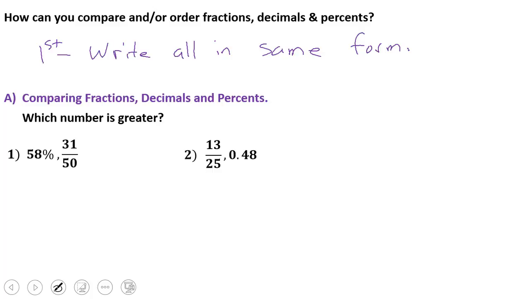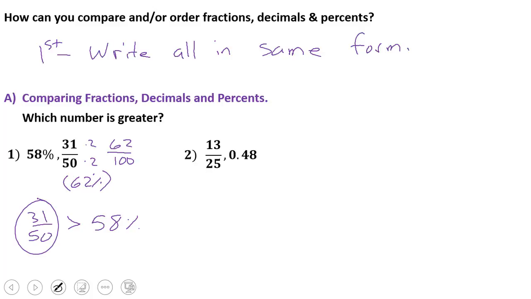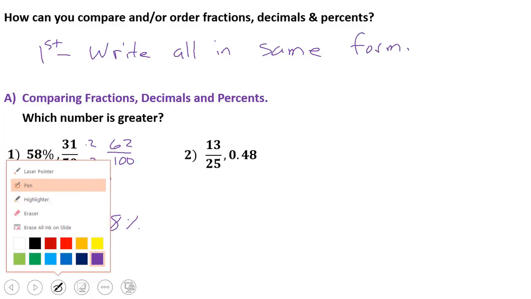So I'm going to take this 31 over 50 and multiply by 2 so that I can have 62 over 100, because I know anything out of 100 is percent, so I know this one is 62%. Well, when I compare 58% to 62%, I know that 62% is bigger, so 31/50 is greater than 58%. So my answer is 31 over 50.